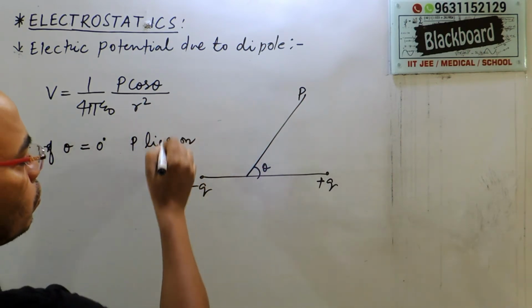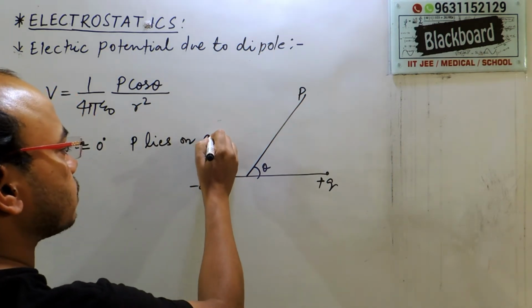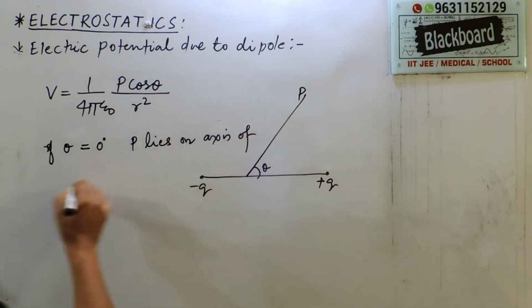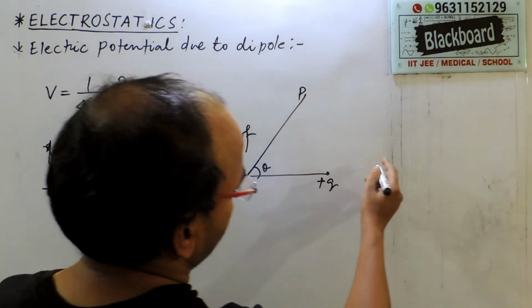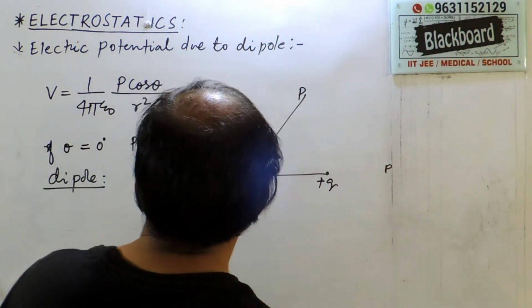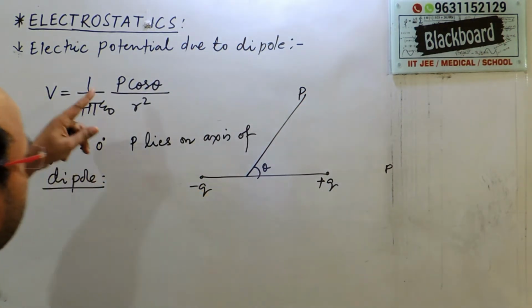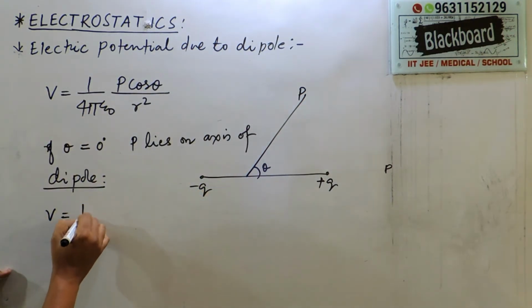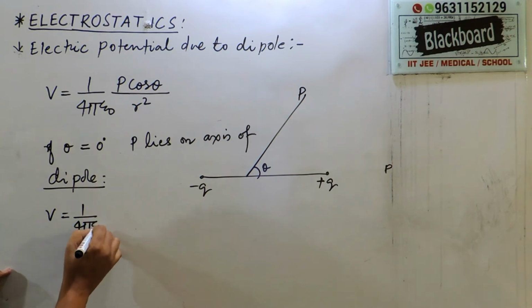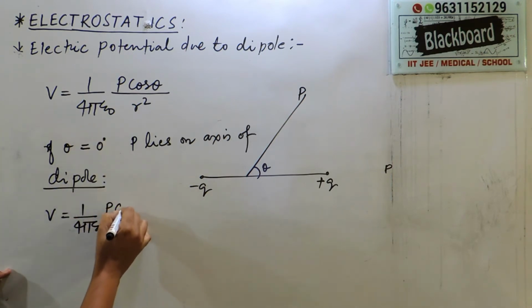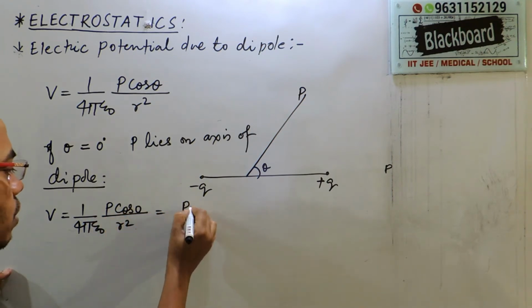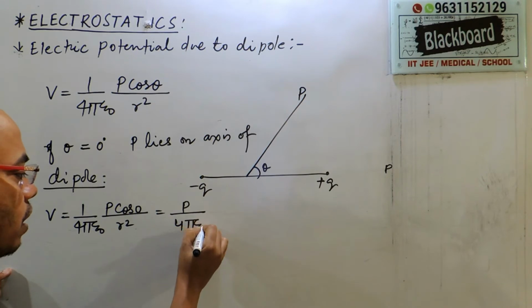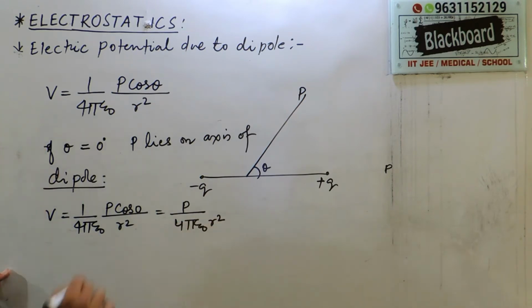lies on the axis of dipole. So on the axis of dipole, that means P will be here in that case, and put the value here. You will get V equals 1 by 4 pi epsilon naught, this is P, cos 0 is 1, and this is r square. That means this will be P by 4 pi epsilon naught r square. This is the net potential.